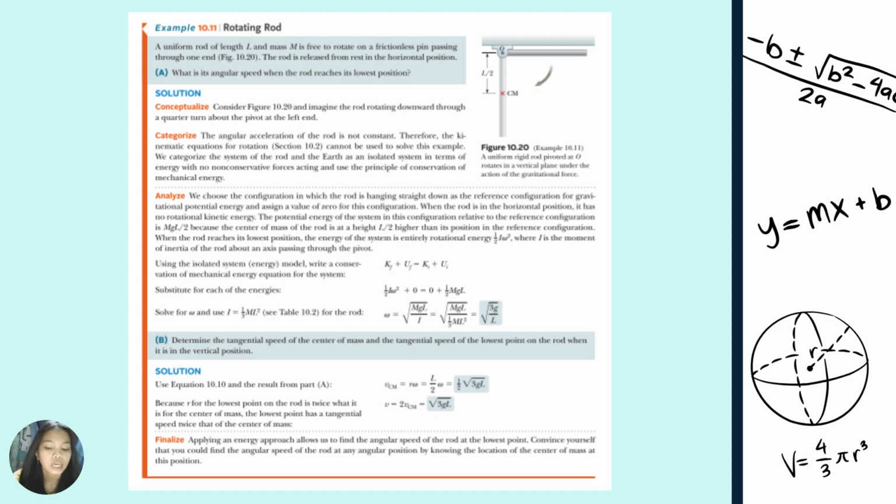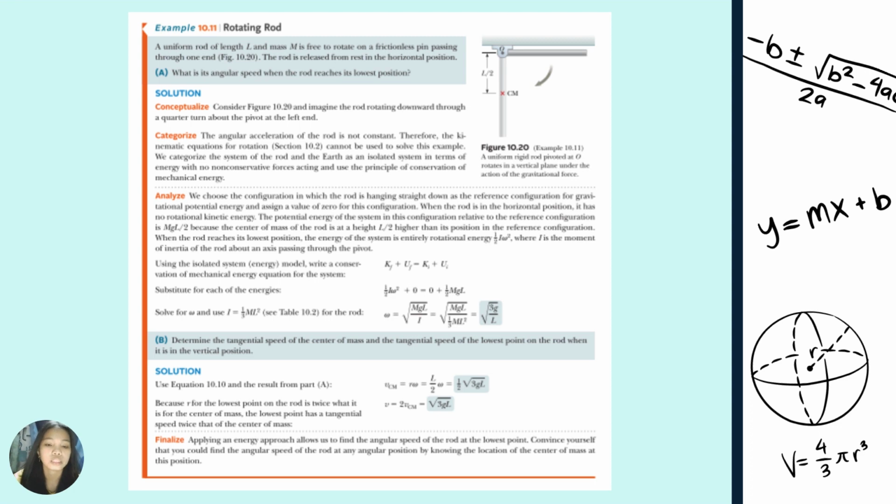Write a conservation of mechanical energy equation for the system. Ki plus Ui equal Kf plus Uf. Substitute for each of the energies and solve for omega, and use I equal one third mL squared.